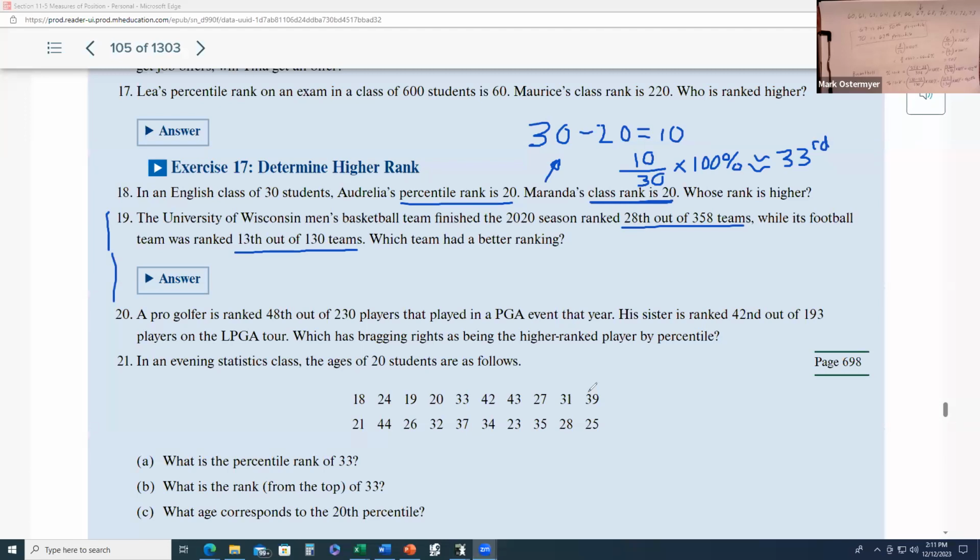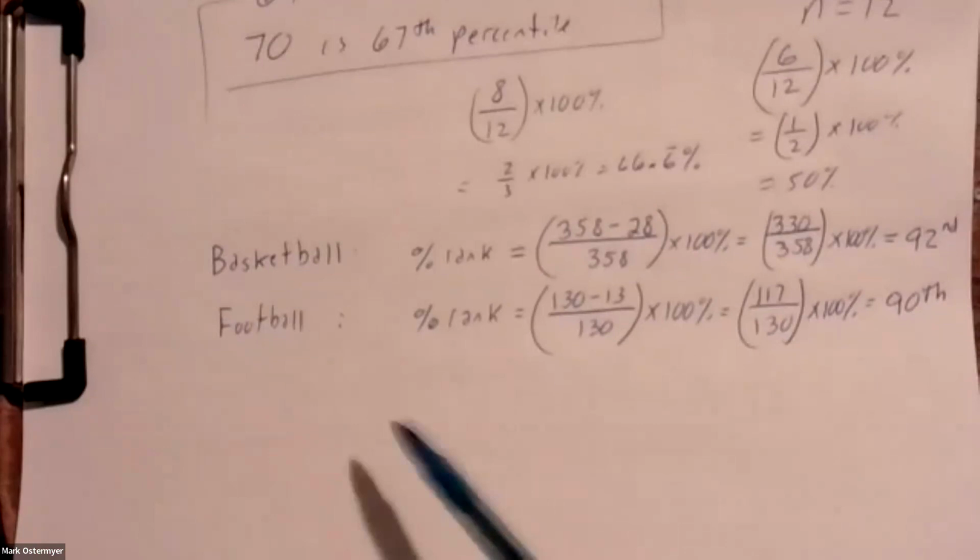All right, which one had the better year, football or basketball team? Anybody? Basketball. You said the basketball team? Basketball team, okay. Yeah, I think you got it.